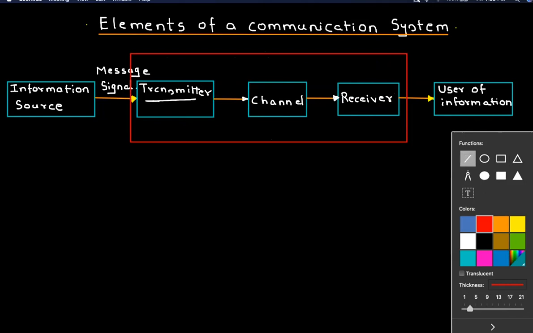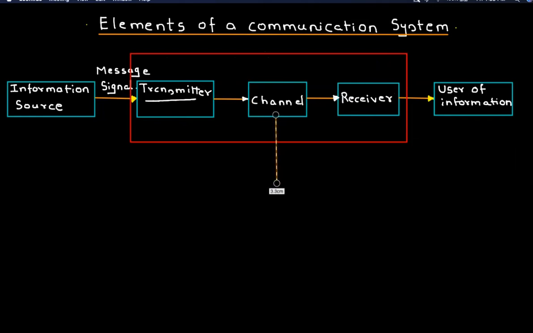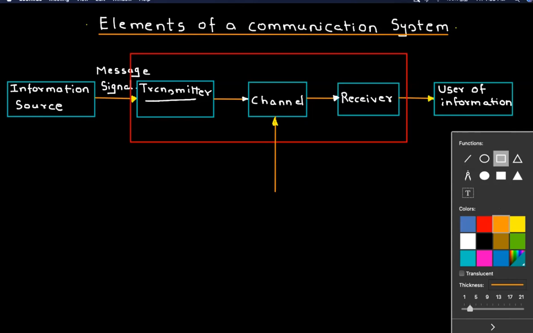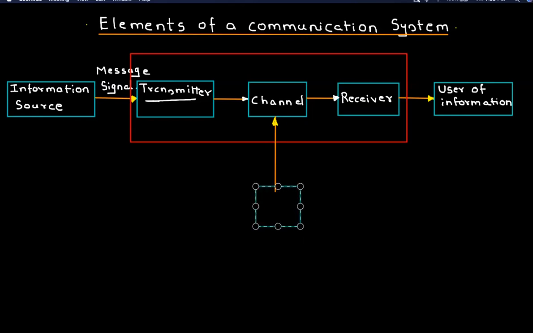Okay, now things are not very, very simple the way it appears. There will be noise. Okay, every channel you use, there will be some noise signal that will get introduced. And this noise is very tricky to handle. Fine. This is the communication system. Everybody understood? Yes, sir.